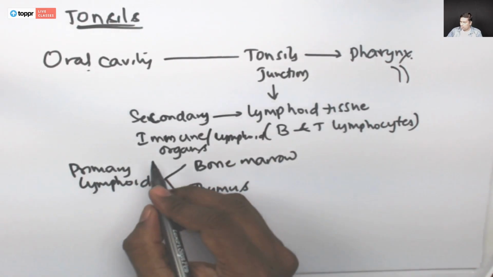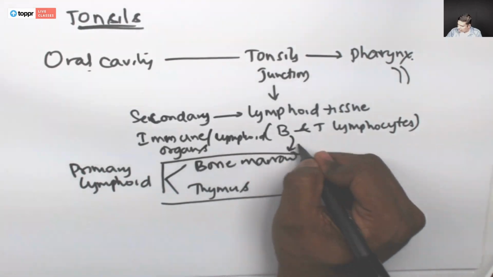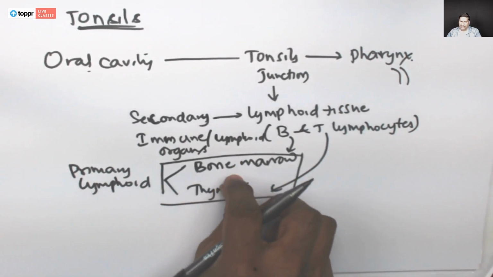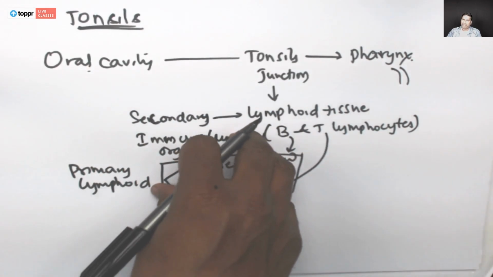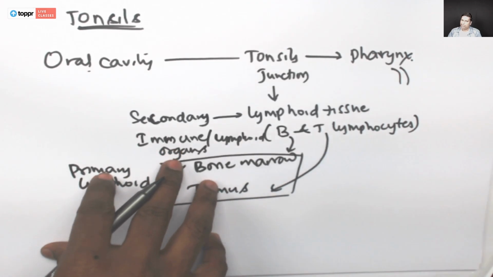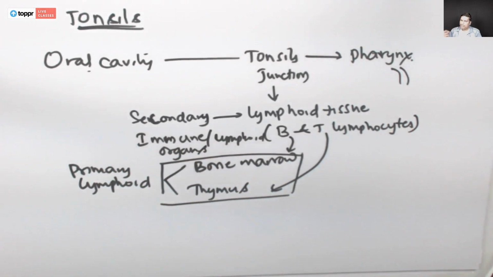These are the two components where your lymphocytes actually mature. The B lymphocytes mature in the bone marrow and the T lymphocytes mature in the thymus. Once they mature in these two regions, they go and sit in different parts of the body. They are mainly concentrated in some parts of the body. Why are they sitting there? They are sitting there anticipating the entry of antigens.